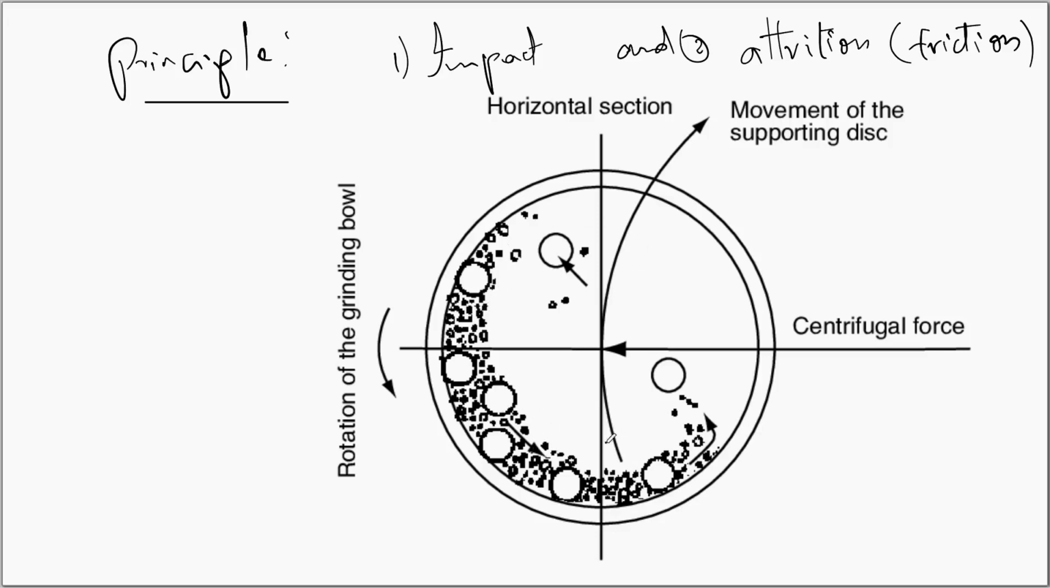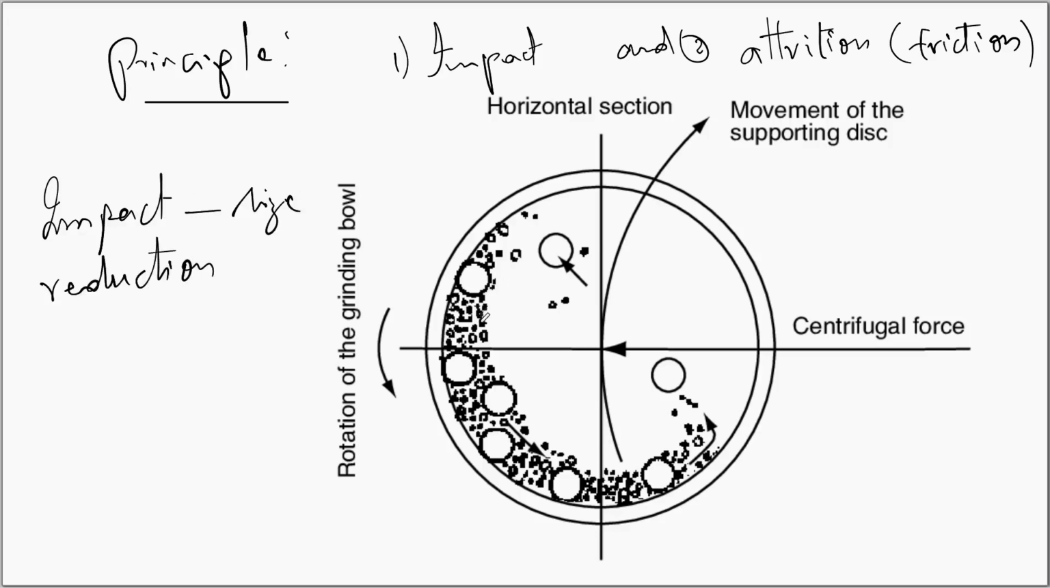When the shell rotates in the counterclockwise direction, we see that the balls also move in the same direction and reach almost close to the top of the shell. From there, the balls fall on the precursor medium. While doing so, they break the precursor medium into small pieces. So the size reduction takes place by the impact. Impact leads to size reduction.